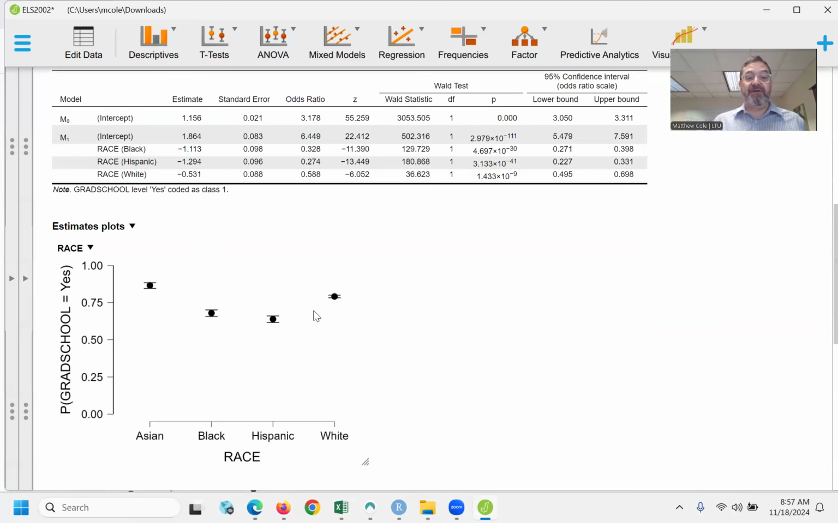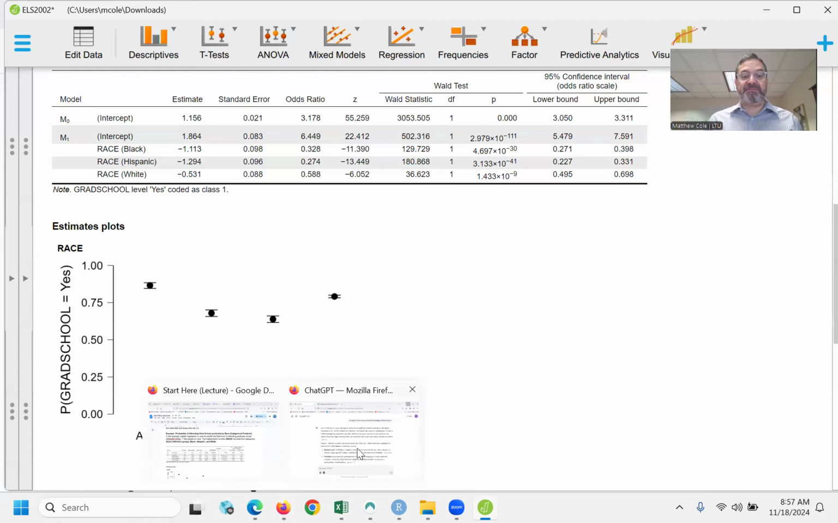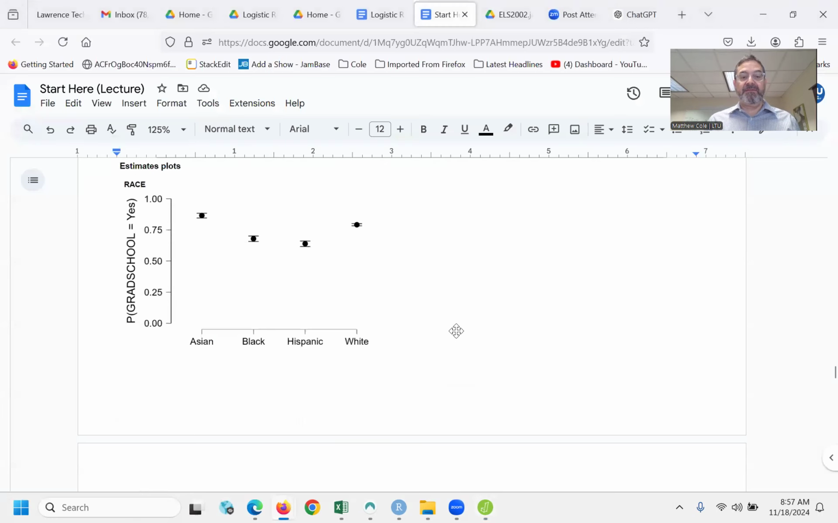And we see that here in the graph, right? The probability of attending graduate school if you're Asian is about 90%. The probability if you're black is about 74%. Hispanics have the least probability, but they still have a very good probability of attending graduate school, right? They're about 70%. And whites are about 80%. So we see all that represented here, and I explained it all here.